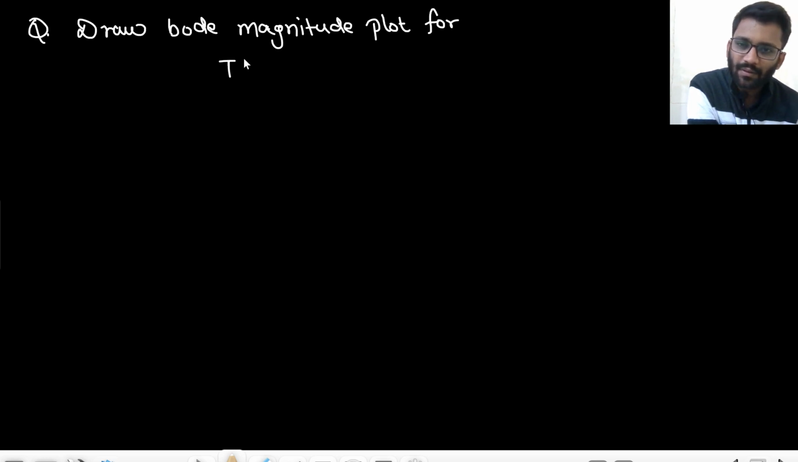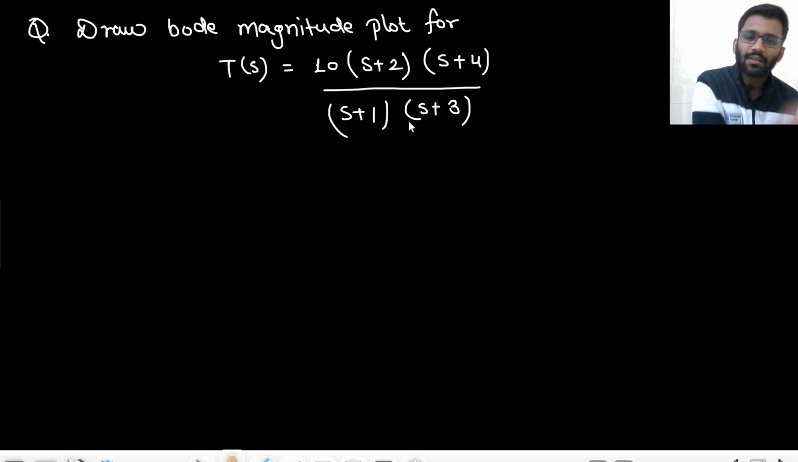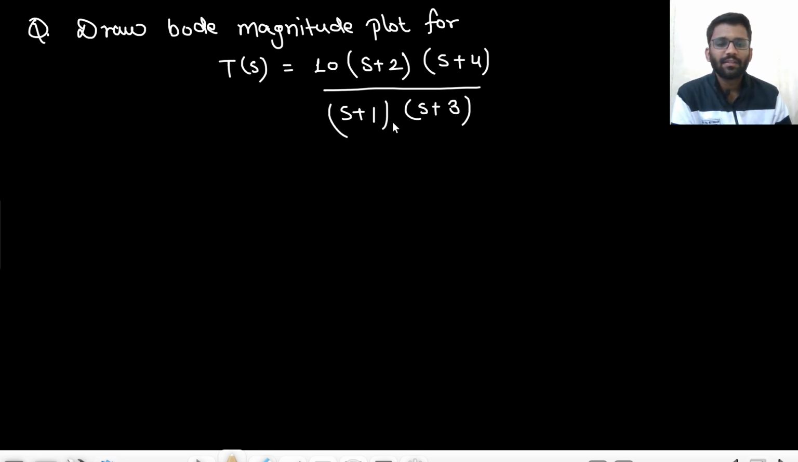So to make you understand better, I can take one more example. Draw the Bode magnitude plot for G(s) equals 10 into (s plus 2)(s plus 4) upon (s plus 1)(s plus 3). Okay, 80 it is giving me, 80 by 3.